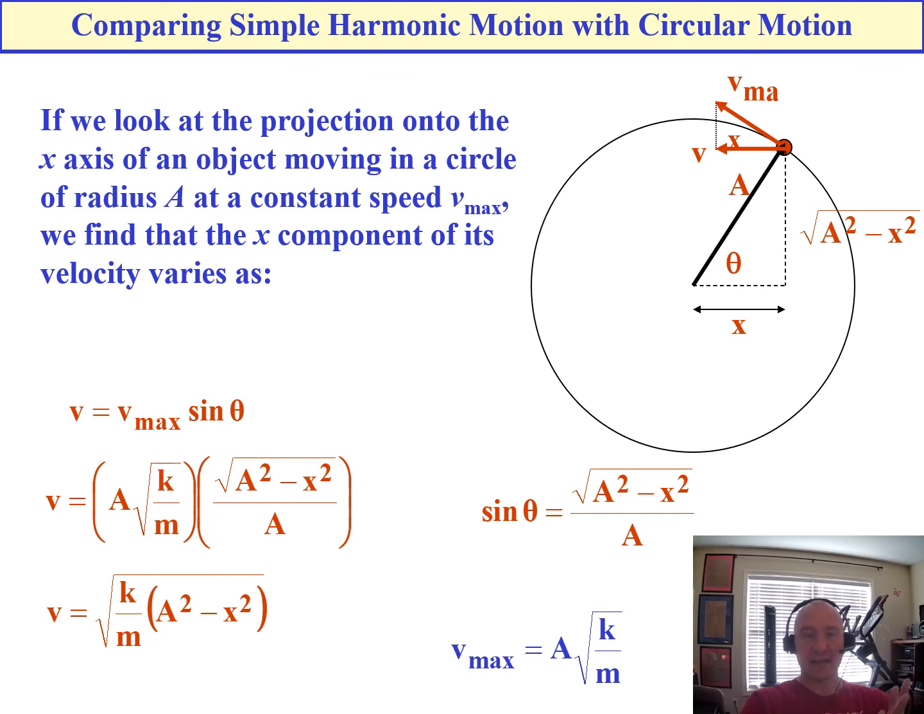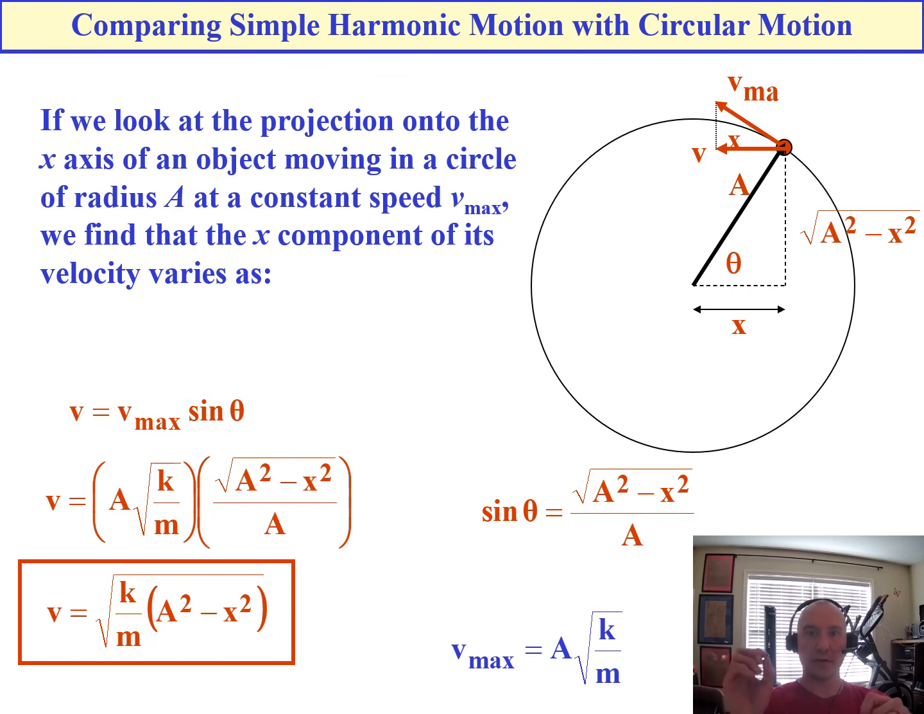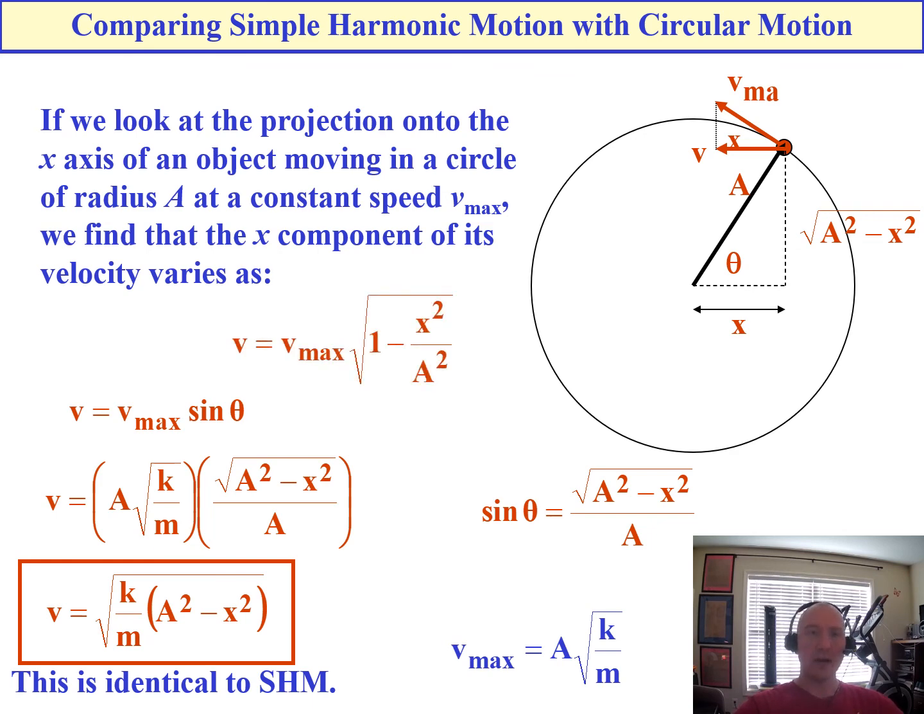And because that looks like simple harmonic motion, that means an object that's moving in a circle is modeled by simple harmonic motion. The same simple harmonic motion of a restoring force as it's oscillating back and forth matches the x component of an object moving in a circle. So we can actually use some of the mathematics we have for this circle in order to apply to simple harmonic motion. It's identical to simple harmonic motion, where if you remember, v equals v max square root of 1 minus x squared over a squared.